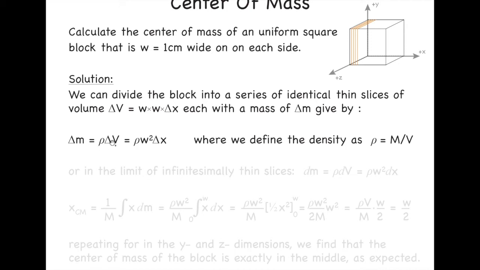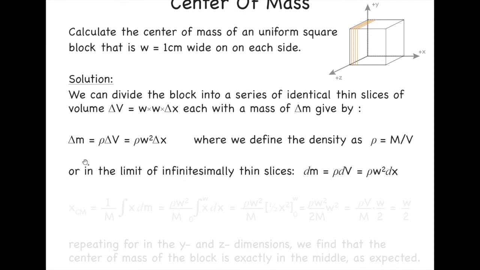We're going to take that density and multiply by the volume of the little slice, and that will tell us how much mass we have in that little slice, right? That makes sense. But that little slice had a volume of W by W by delta x, or W squared times delta x, right? So that little incremental amount of mass that I add by adding that little slice on is rho, the density, times the width squared times the thickness of that little delta x.